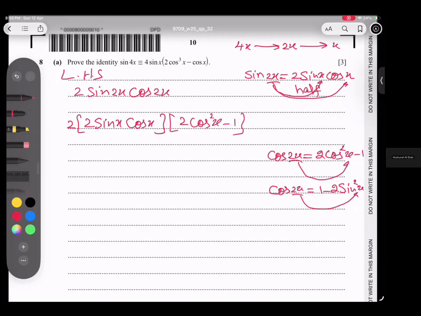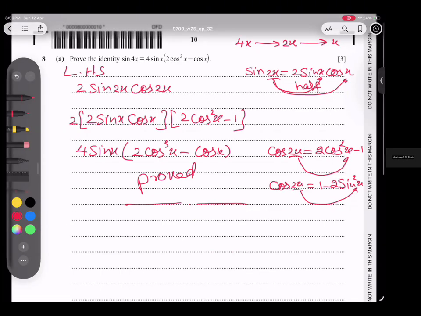And now what to do, students? After this, you can see that it's almost the same, only this cos will multiply inside. So these two 2s are 4. I'm getting 4 outside and sine as well outside, which matched. And inside this will go inside. So we got 2 cos cubed x minus cos x. So alhamdulillah, proved. So this part is done and proving the identity is over.